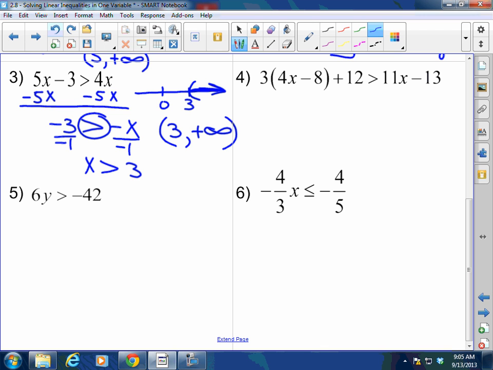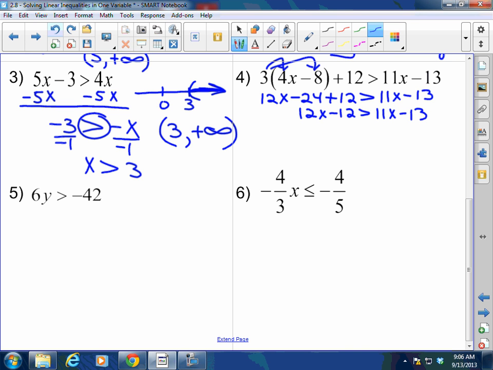Okay, 3 more. Number 4. What do I have to do first here, gentlemen? Distribute. Thank you very much. So I'm going to multiply. It's going to be 12x minus 24 plus 12 is greater than 11x minus 13. Combine like terms on both sides. 12x minus 12 is greater than 11x minus 13.